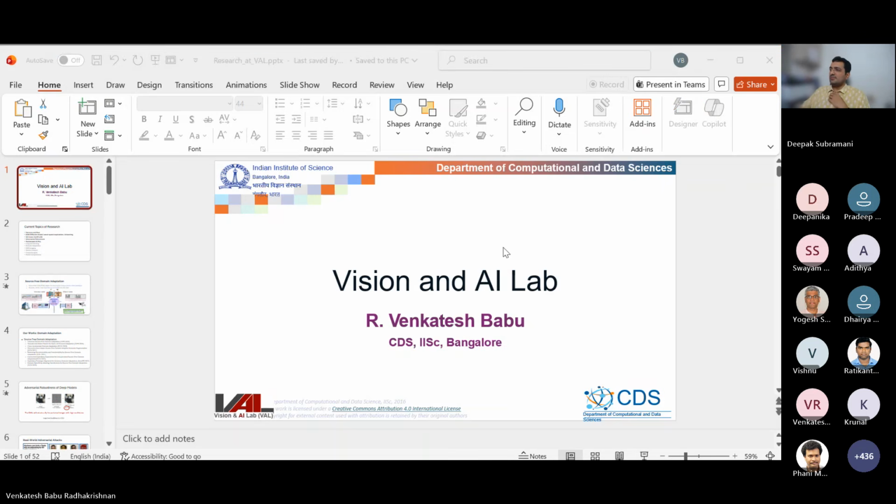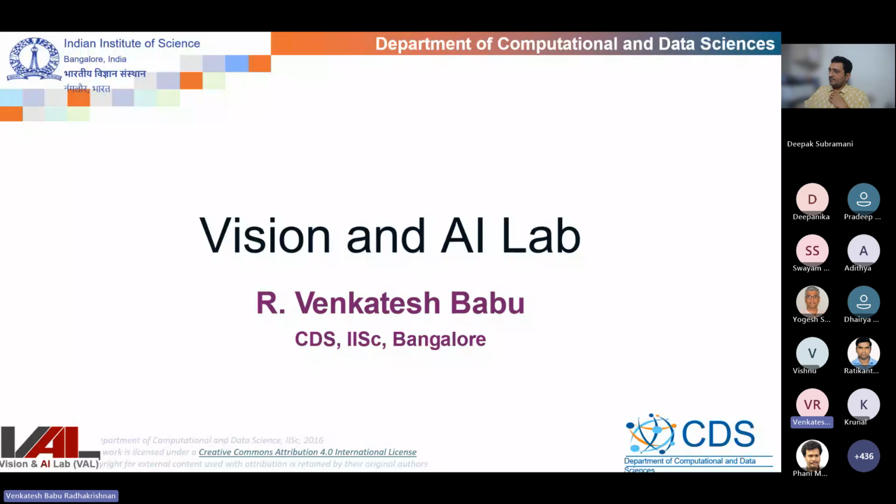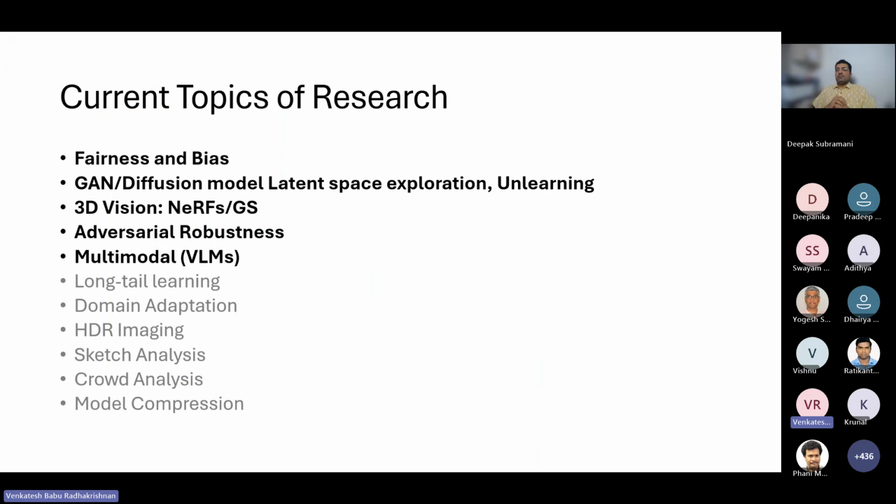Yeah, thanks guys for staying late in the evening. I'll just take 2-3 minutes and tell what we are doing in this lab. So basically, these are the topics in which we are working. The bold ones are currently what we are working on: fairness and bias, diffusion models, and exploring the latent space of diffusion models, and also 3D vision using especially Gaussian splatting. We also look at adversarial robustness and multimodal VLMs.